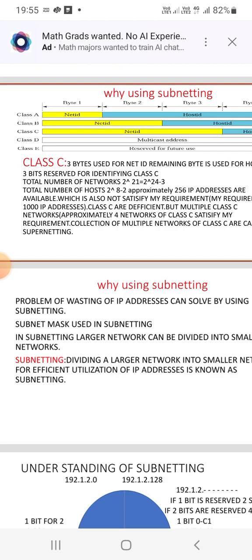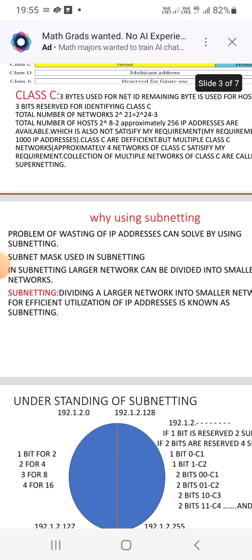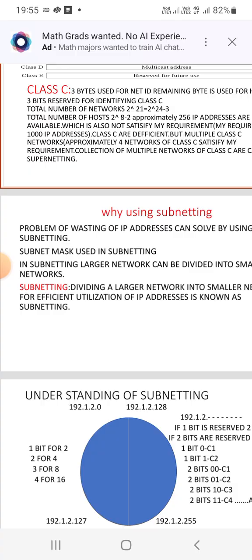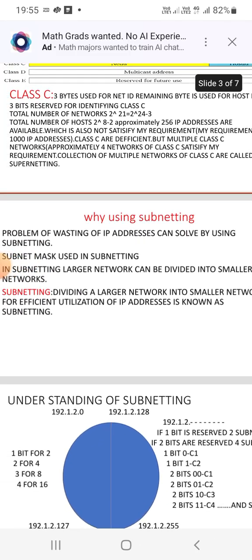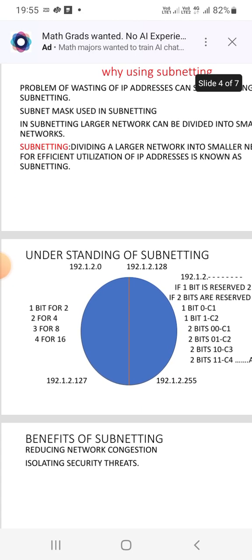A subnet mask is used in subnetting. In subnetting, a larger network can be divided into smaller networks. Dividing a larger network into smaller networks for efficient utilization of IP addresses is known as subnetting. So, understanding subnetting: how to make subnets.